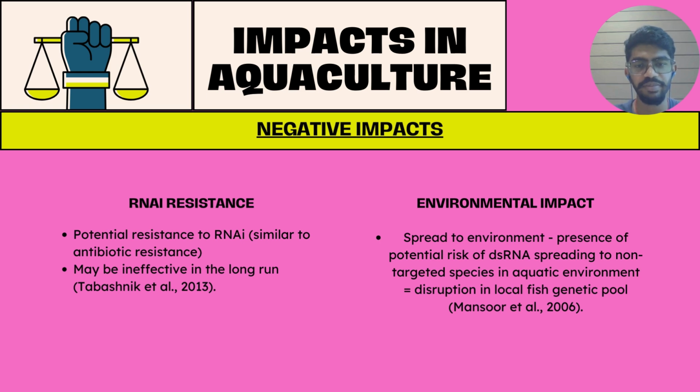The fourth negative impact is the environmental impact, where there might be spread to the environment. There is a potential risk of dsRNA, or double-stranded RNA, spreading to non-targeted species in the aquatic environment, which can disrupt the local fish genetic pool and, in the long run, cause adverse effects to fish biodiversity and the environment.